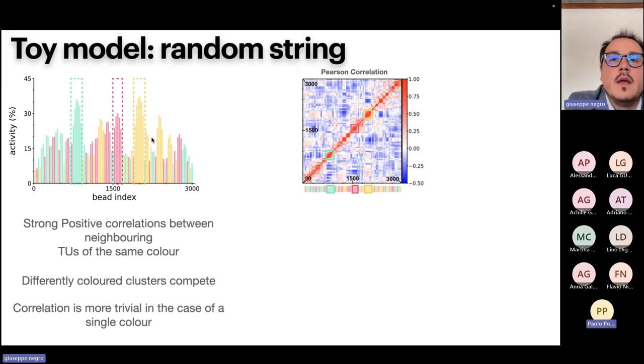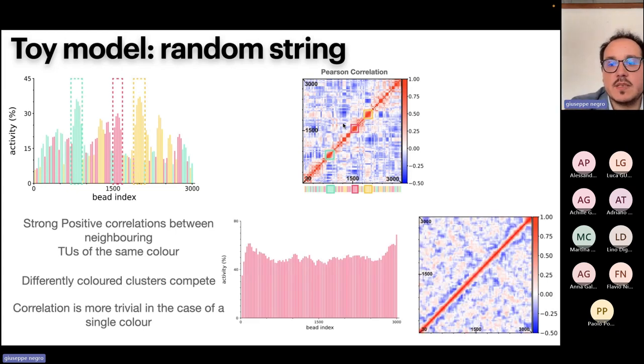This is confirmed by the correlation matrix. You just pick two genes, and you measure the correlation over time, and you construct this Pearson correlation matrix. The boxes here correspond to clusters, and you can see that there is a strong positive correlation between neighboring transcription units of the same color. While differently colored clusters compete with each other, and this corresponds to these negative regions of very low correlation that surround the clusters.